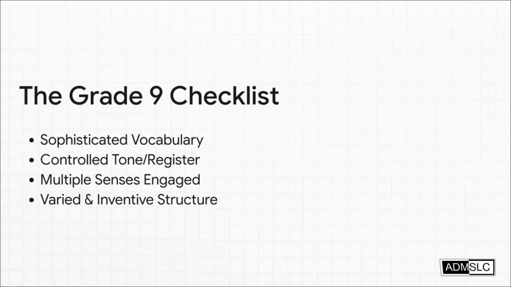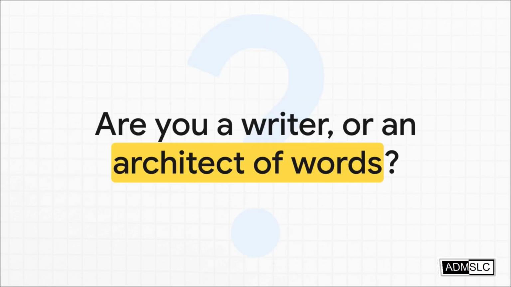So this is your final grade 9 checklist. As you're writing and as you're editing, you have to ask yourself these questions. Is my vocabulary sophisticated? Is my tone controlled and consistent? Have I engaged multiple senses? And is my structure actually inventive? If you can honestly answer yes to all of these, then you are producing a truly convincing and compelling piece of writing. And that is the mindset you need to take into your exam.